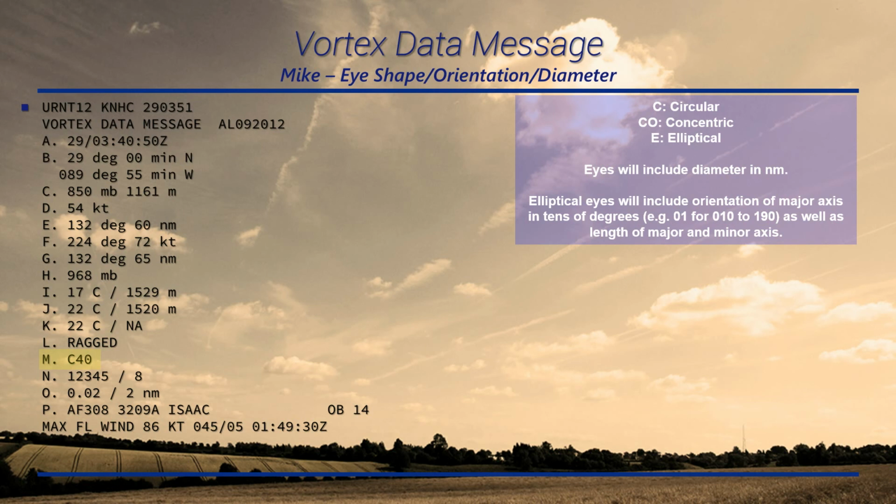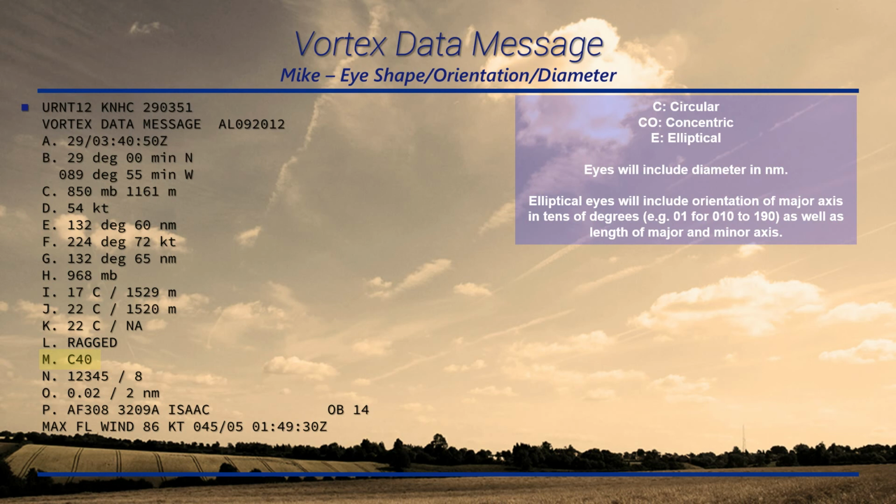CO, this is a concentric eye. You see this typically as a storm is nearing peak intensity. It's starting to go through the eye wall replacement cycles. What happens is two or more eye walls start to form up. So what we'll encode here, we'll say CO, and follow that with the smaller eye diameter, and then the larger eye diameter. So an example would be CO8-14. Our inner eye is 8 nautical miles in diameter, followed by 14 nautical miles for the larger eye.